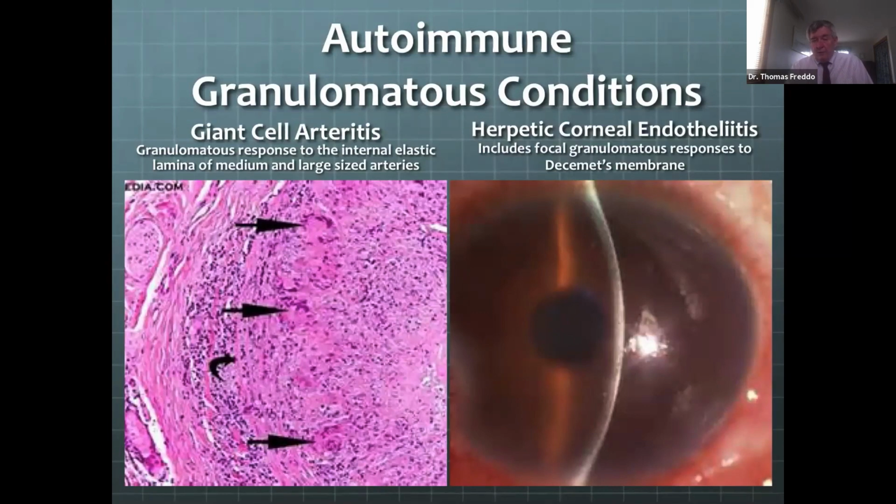Also, as a reminder, the corneal endotheliitis that can be seen accompanying herpetic disease represents a focal granulomatous response to Descemet's membrane. If you look at the breaks that occur in Descemet's membrane as part of this condition, it is very common to find giant cells histologically located in those positions.